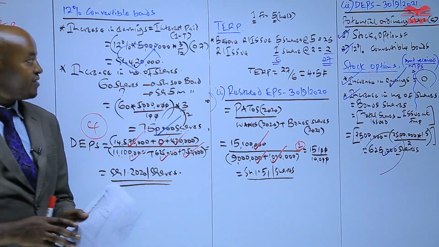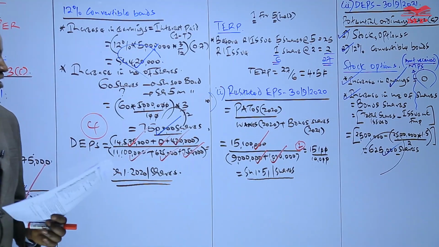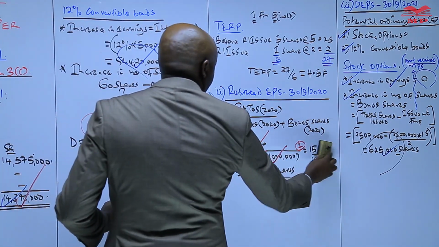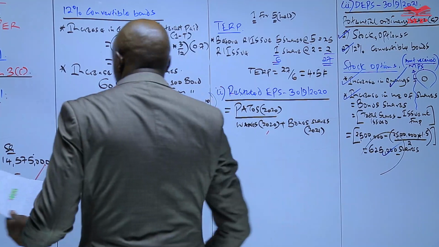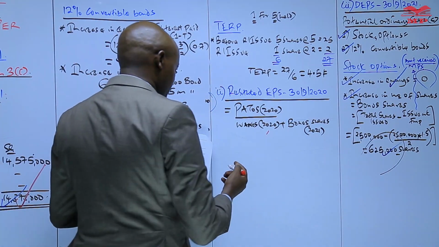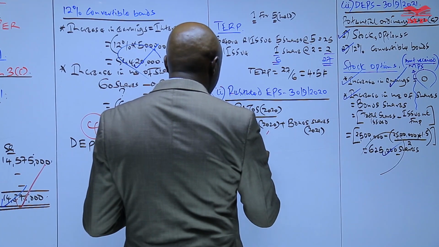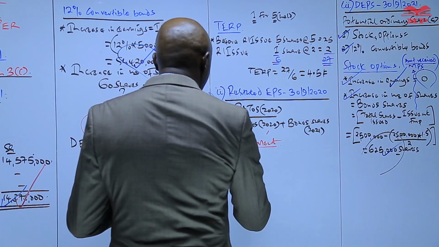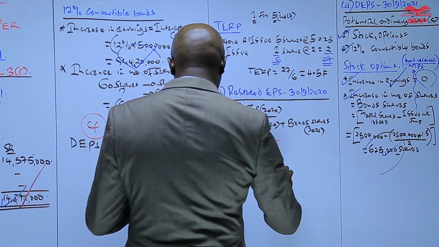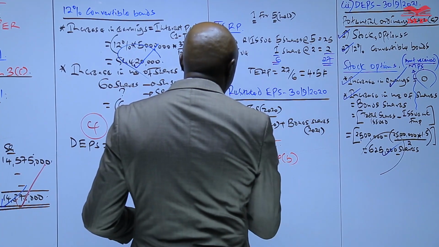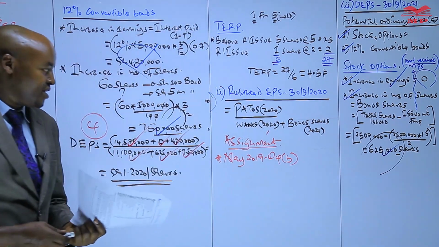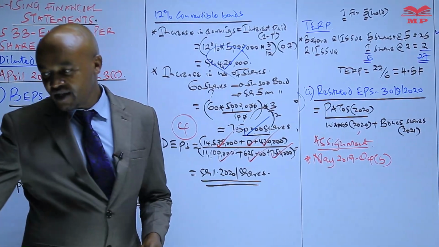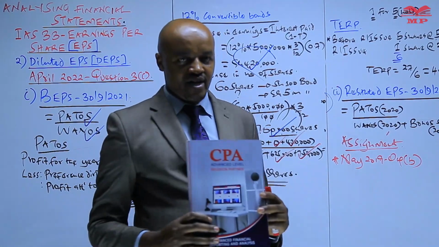Before we wind up, I want to give an assignment. As far as this computation of diluted earnings per share and also the computation of basic earnings per share is concerned, we have so many questions from the past papers, but specifically I want to give this question to be your assignment. This is the question for May 2019, question 4B. Make sure you attempt that particular question, but I'm saying we have so many questions from the past papers.